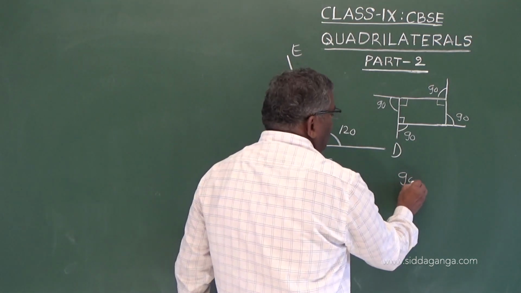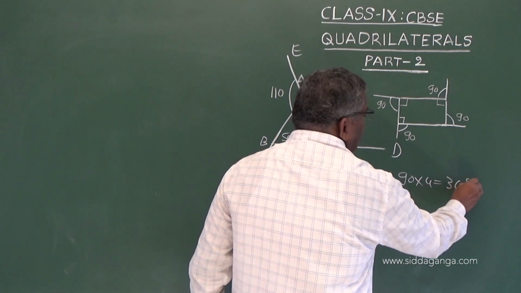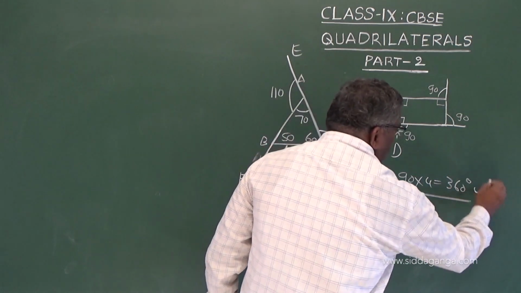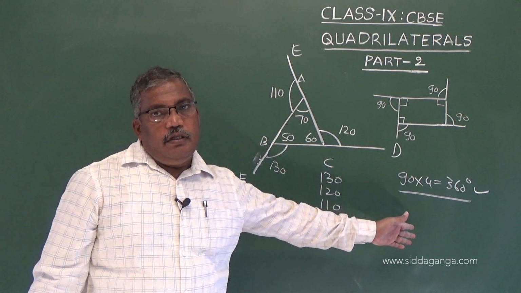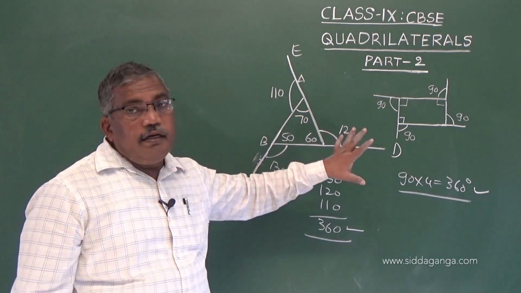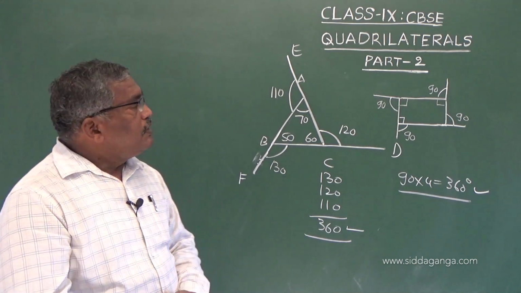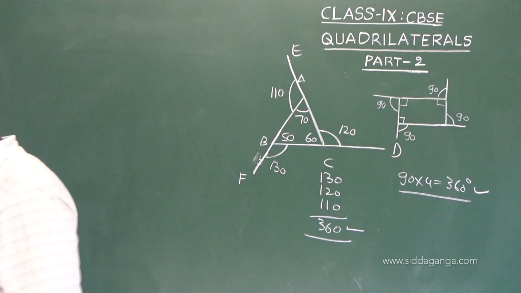So here it is 90 into 4, equal to 360. For a quadrilateral also it is 360. For a triangle also it is 360. So you take up any figure, for a pentagon also you will get 360 only. So this is the main difference between the interior angle and the exterior angle.